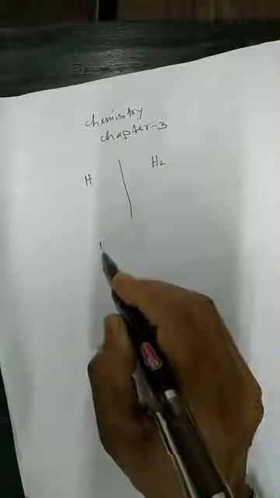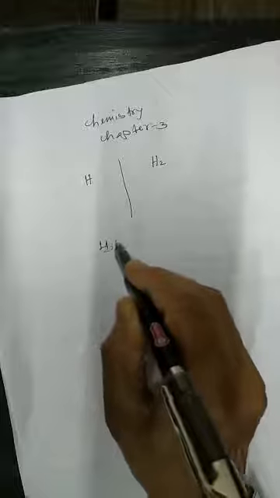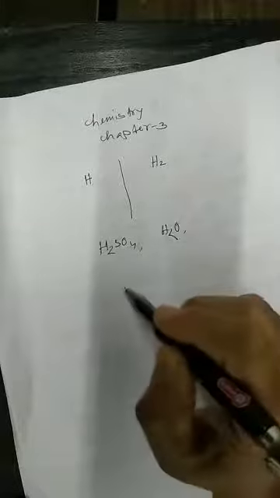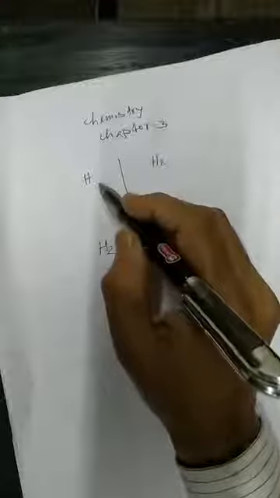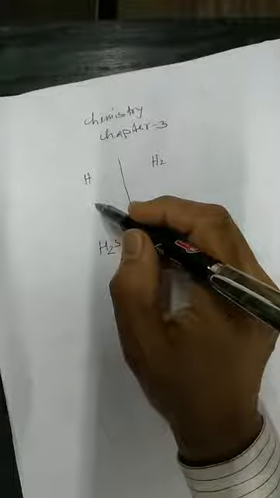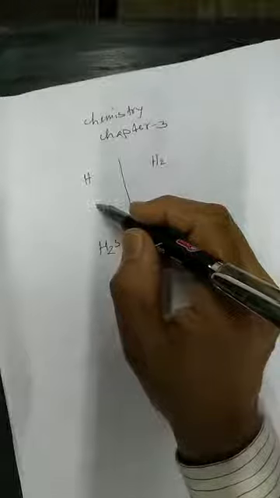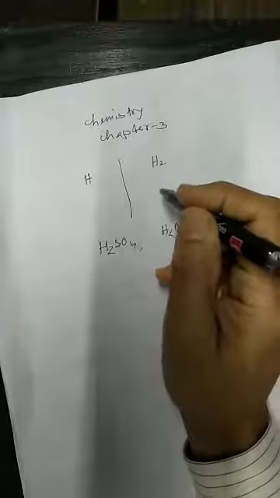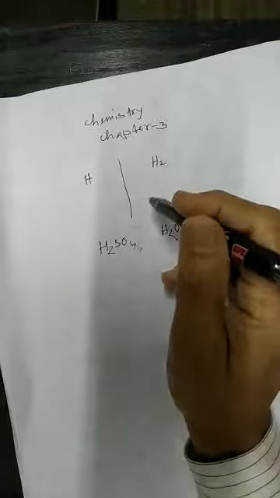Okay, element or compound. For example, molecule of sulfuric acid, H2SO4. Water molecule, H2O. But atom is different. Atom means the smallest particle of an element. Molecule is the smallest particle of an element or substance.